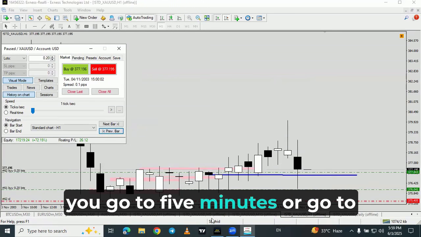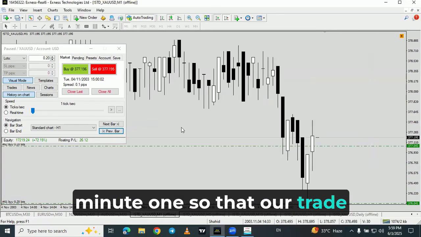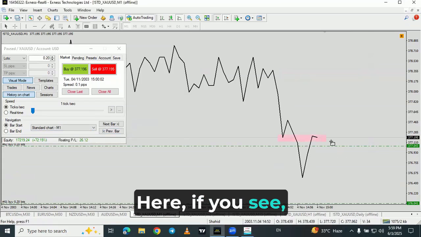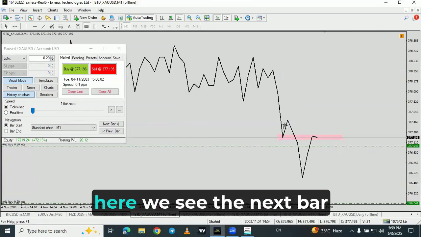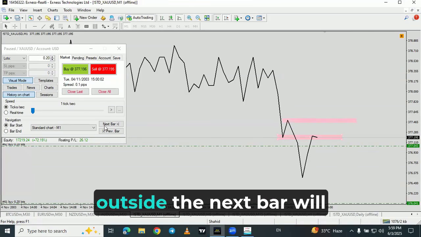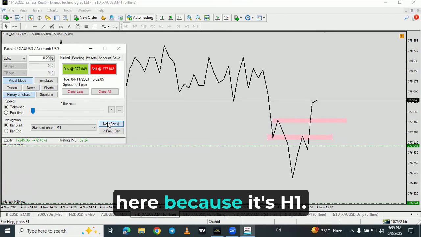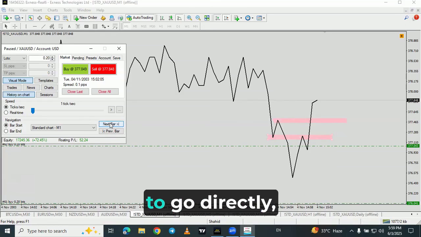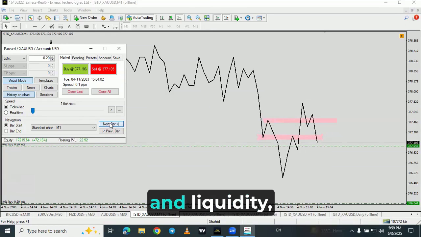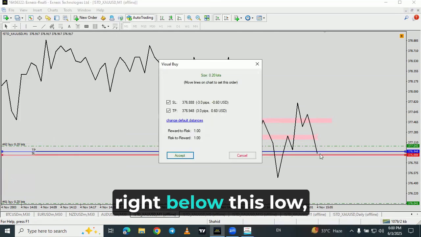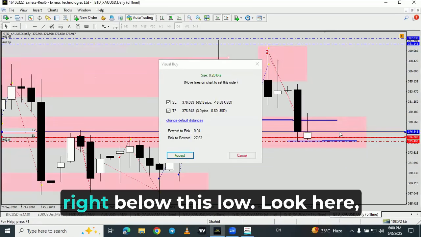You go to 5 minutes or go to minute 1 so that our trade can be found from there. Here, if you see sell side and buy side, okay, here we see the next bar with minute 1. The next bar will be bullish, the market. So you can go directly here because it's H1. If you don't want to go directly, then it's retracement and liquidity. This liquidity, it has picked. So from here, you buy it right below this low. That will be our point. Okay, right below this low.